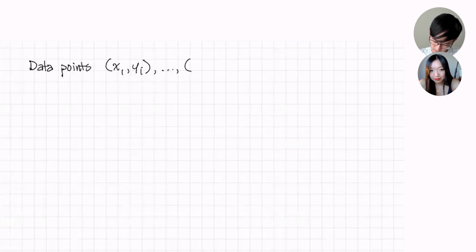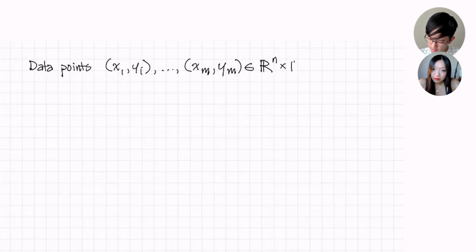Right, so for the squared loss, again, just to set things up, we're given data points. These will be pairs (x1, y1) through (xm, ym). Then these are in R^n times R. So the squared error is typically defined as, I'll call it J.